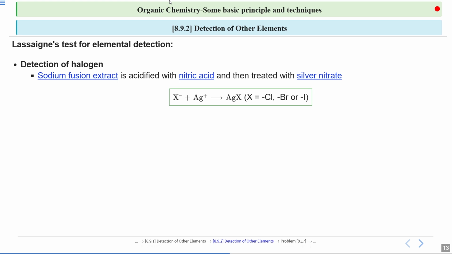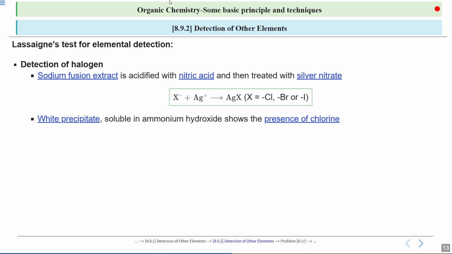The equation for this reaction is a halide ion reacting with Ag plus to give us a silver salt. Now the salt can be of chlorine, bromine and iodine, all three of them. A white precipitate is formed. Whenever a white precipitate is formed, it indicates that the halogen is chlorine. This precipitate is soluble in ammonium hydroxide, which is a key characteristic of chlorine detection.